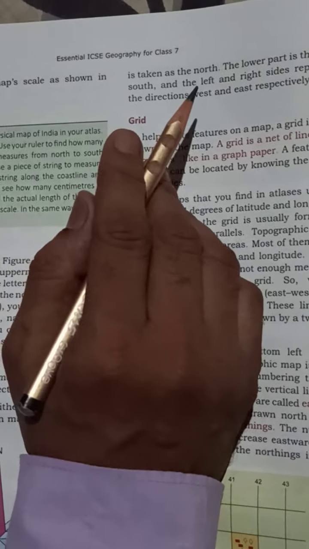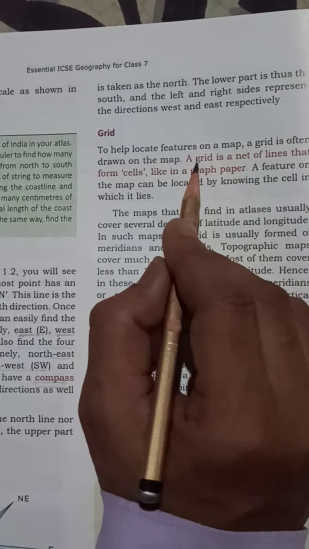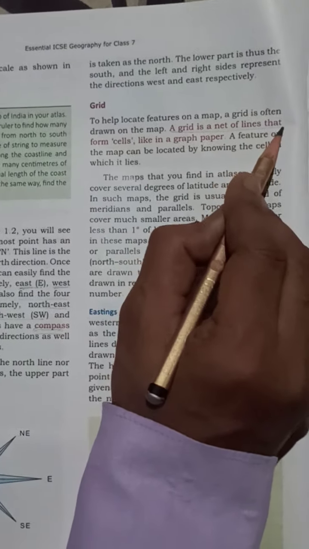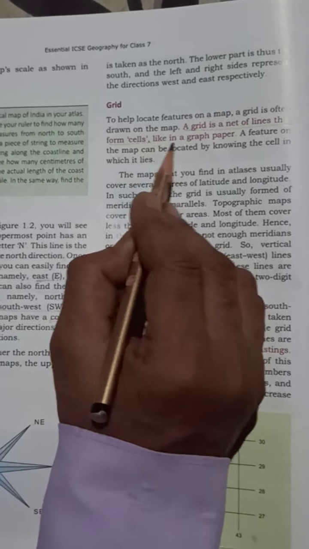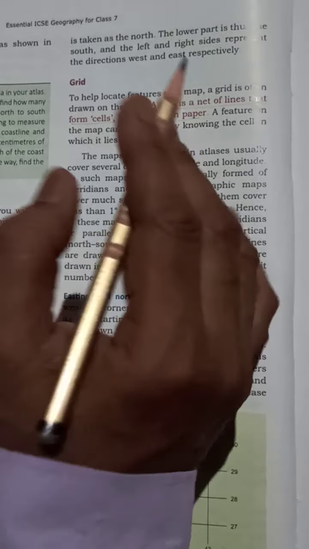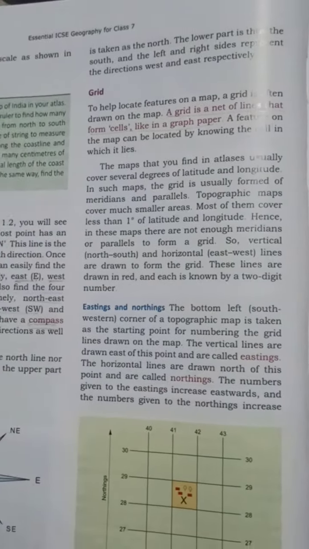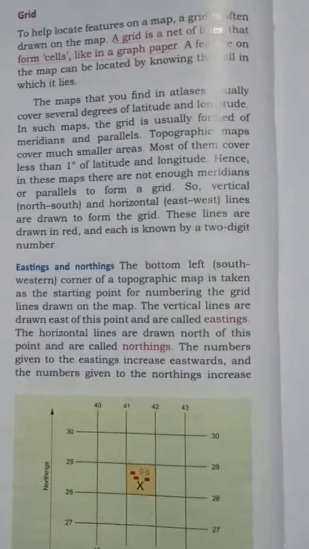Grid. Now the next topic is grid. A grid is a net of lines that forms cells, like in graph paper. It is a pattern of straight lines that cross each other to form squares.